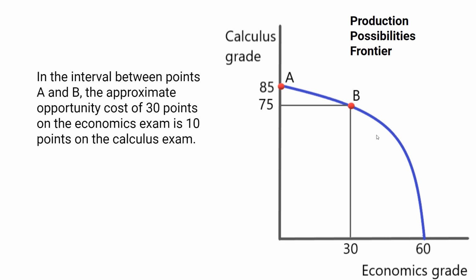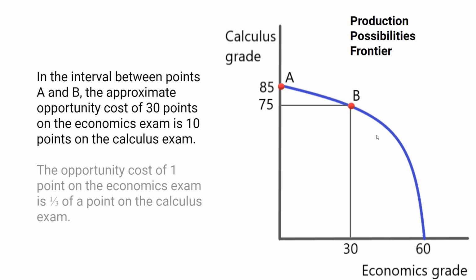So what will be the cost then of a single point on the economics exam? Well, if we know how much 30 units of something cost, the cost of 1 unit of that would just be 1/30th of it. So we divide both parts of this by 30. So if we know that the opportunity cost of 30 points is 10, the opportunity cost of 1 point would be 1/30th of 10, which is 10/30th, or just 1/3 of a point on the calculus exam. So if we start spending all your time studying calculus, to gain 1 point on the economics exam only costs you 1/3 of a point on the calculus exam.